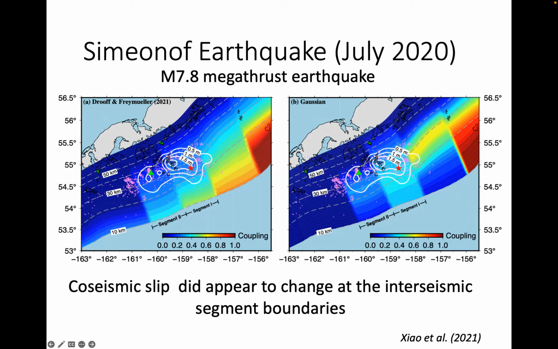So we find that the coseismic slip did appear to change at the interseismic segment boundaries. The Simeonof earthquake didn't go past this boundary right there that's intermittently showing up with the little red pointer. And then the Chignik earthquake ruptured the segment to the east.